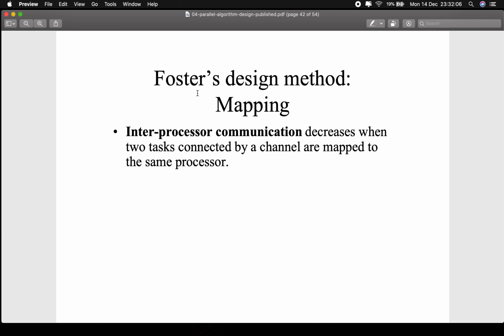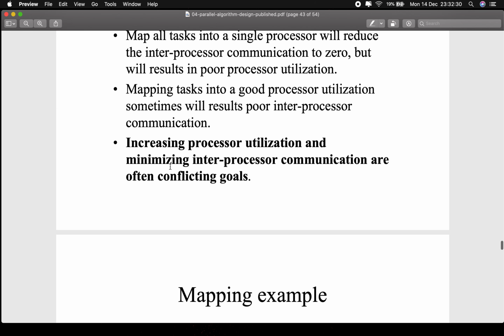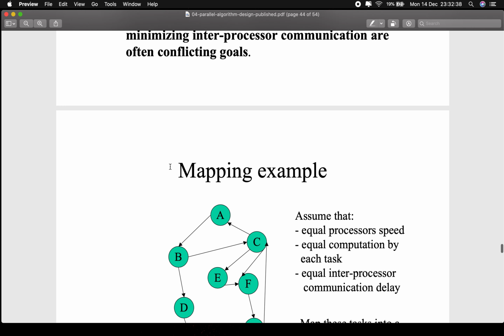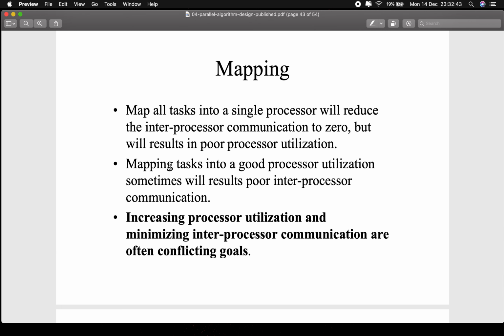So go back to our slide, the parallel algorithm design method and the mapping. You also notice that it is for the inter-processor communication. What we look into is when two tasks connected by a channel are mapped to the same processor. Under mapping, you will also see the design example on mapping. You can read by your own the details on the mapping.